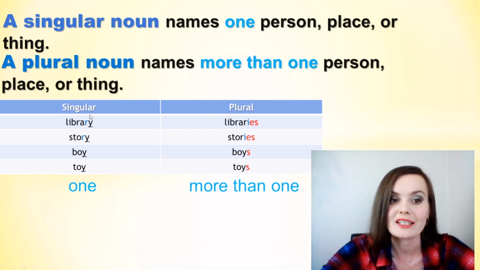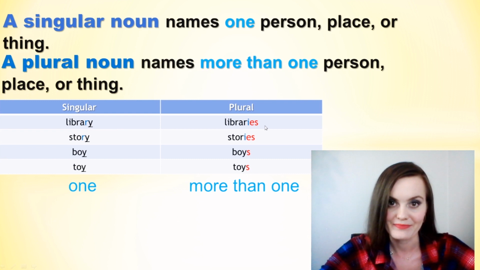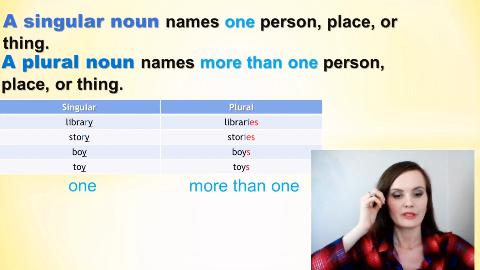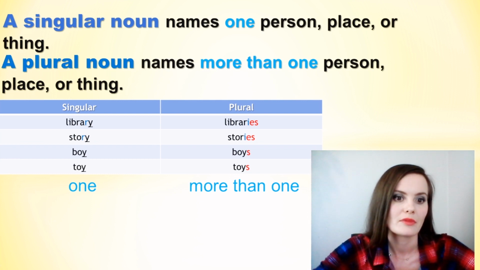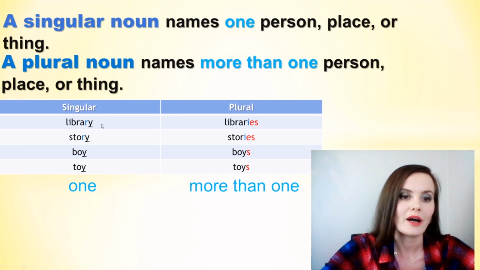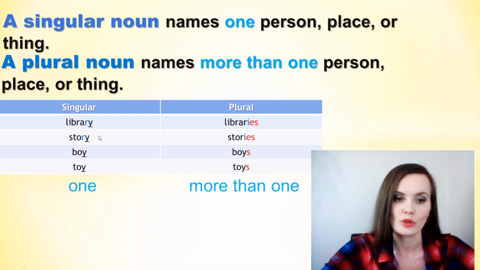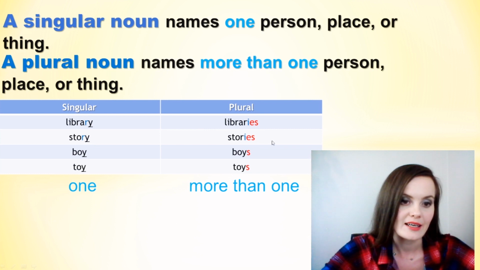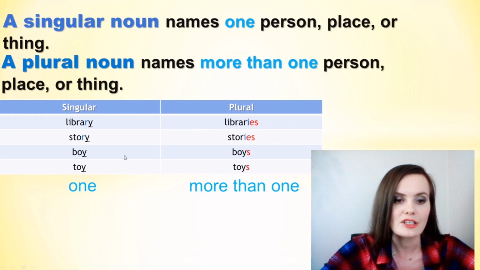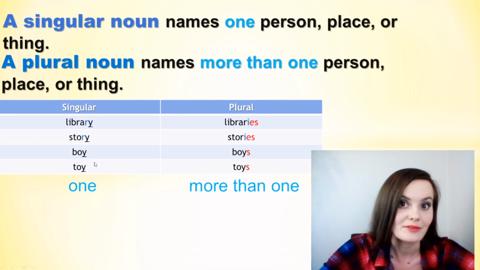Yes, you are right. We changed Y to I and added ES at the end. And we got library. Okay, so then you can ask me, why did we change Y into an I in this word, right? And in the word story, we did the same. We changed Y into an I and added ES. But why didn't we change the letter Y in the word boy and toy?